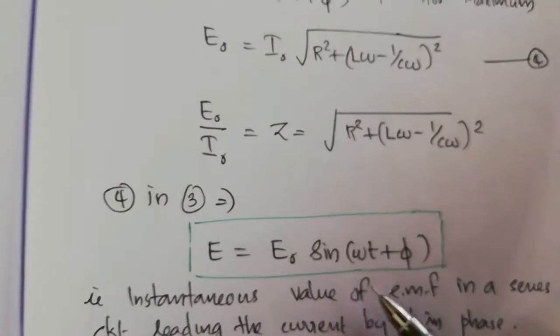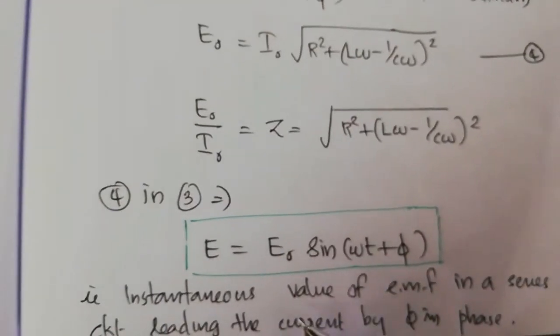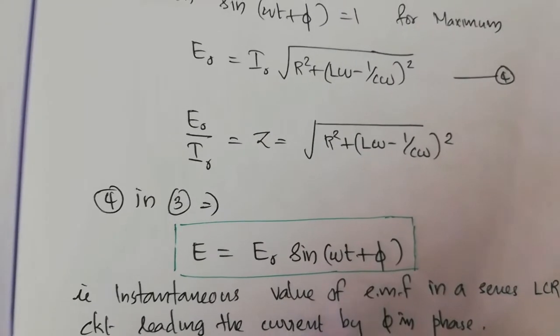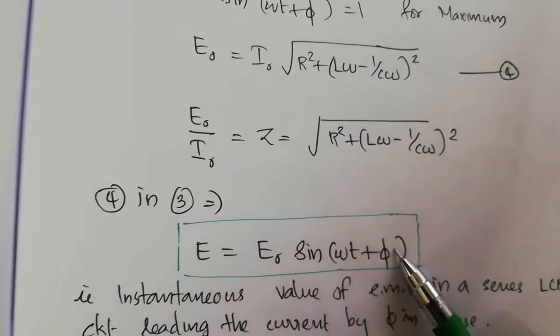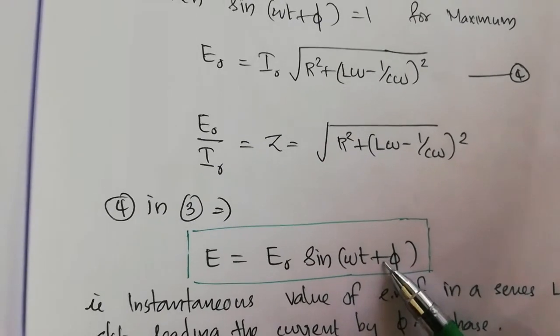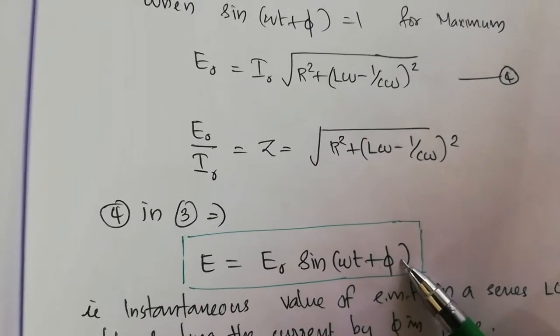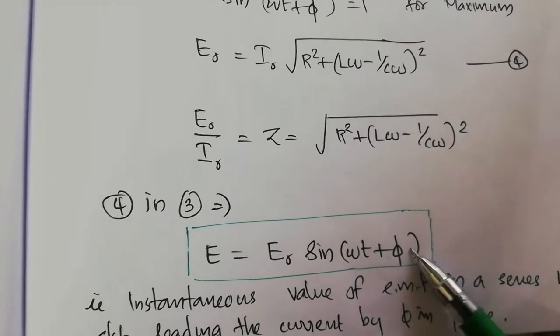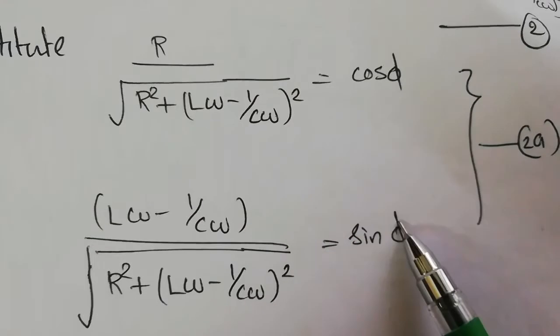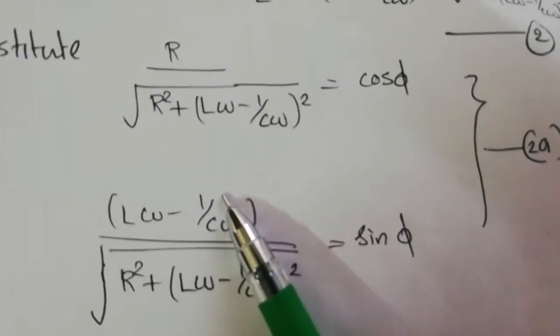we get E is equal to E0 sin omega t plus phi, that is the instantaneous value of EMF in a series LCR circuit, which is leading the current by an angle phi in phase. And also we can find out the value of phi from the terms which we have derived as cos phi and sin phi. We have already substituted cos phi and sin phi like this.